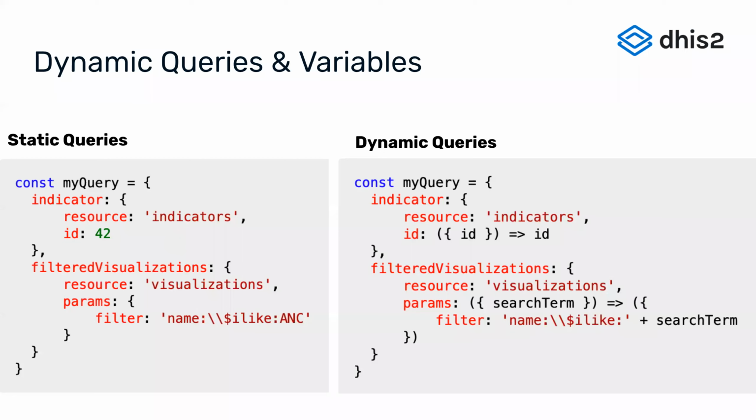So here on the left, we have a static query. In this case, we're fetching, I used a number here in DHIS2. You wouldn't use a number for an ID, but this is just an example and it's a little bit easier to read. So in this query, which we've just called my query, we have two parallel requests.